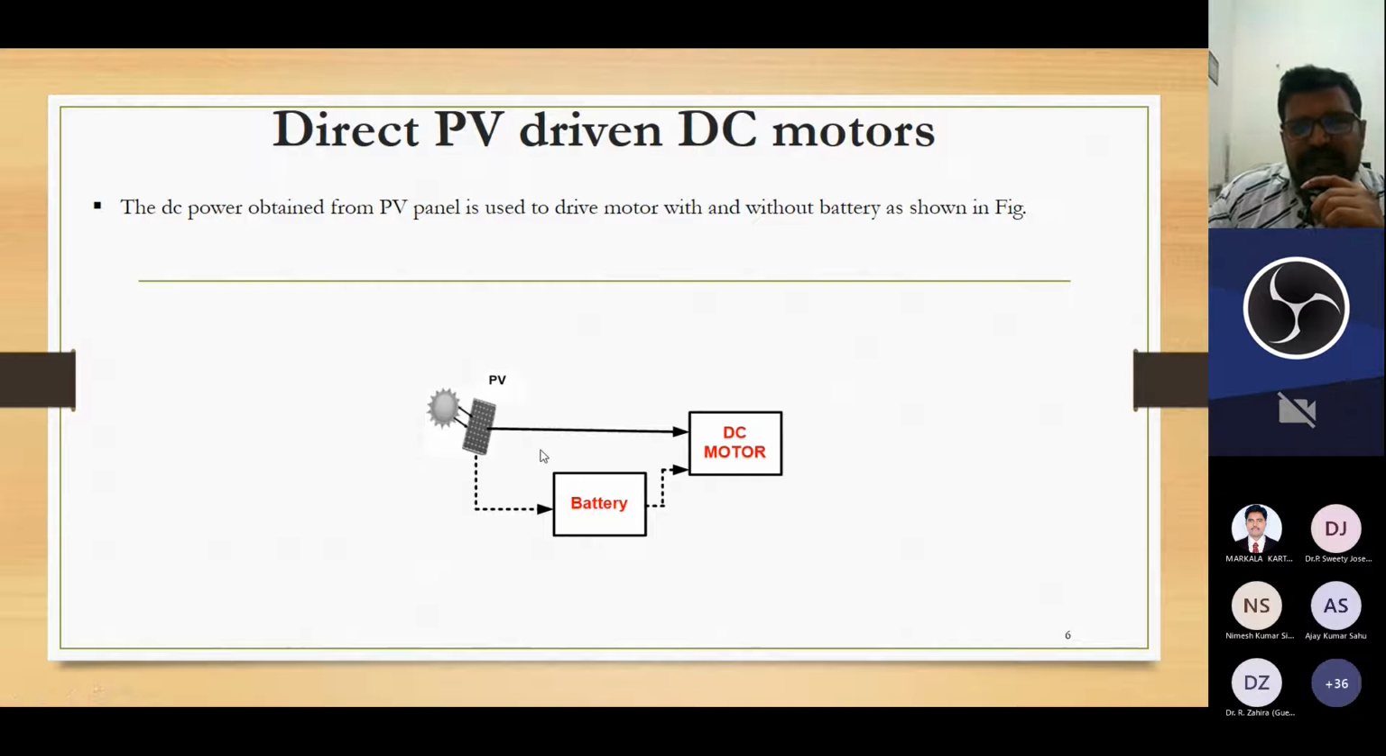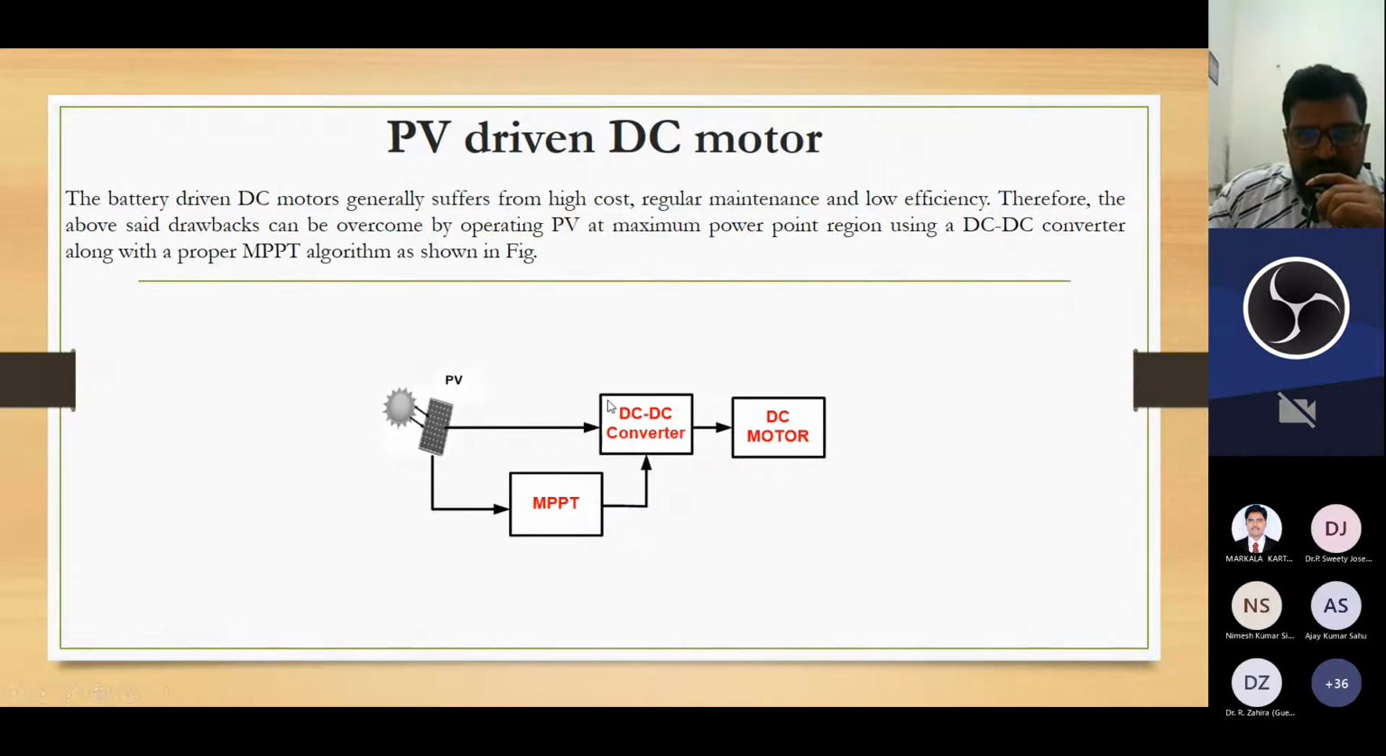The direct PV driven DC motor is again classified into two types. One, we can directly feed the PV power to the DC motor, or with the help of a battery we can also feed the DC motor. The advantage of using a battery is that if there is excess power from the PV system during the daytime, it can be stored in a battery, and that power can be utilized later when there is no power available from the PV.